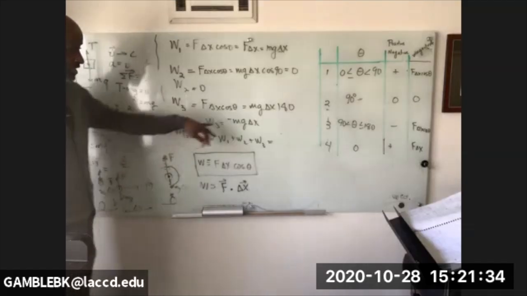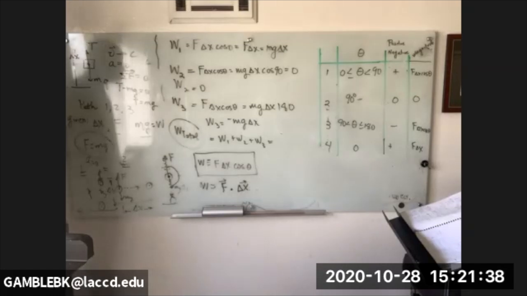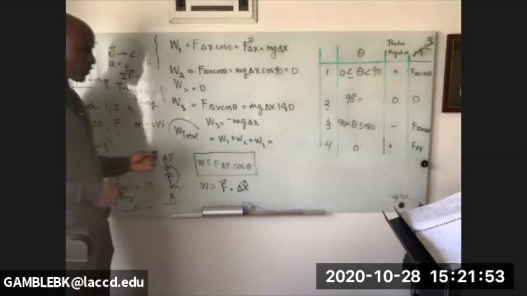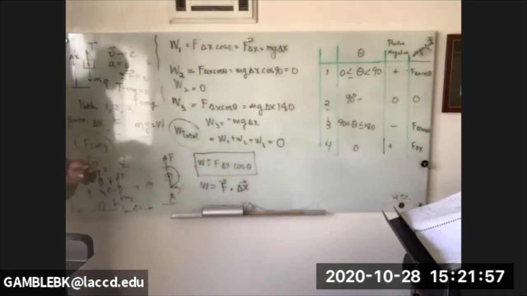Okay? So cosine 180 is -1, correct? That's right. And that's why this is a negative mg delta x. So what is the total work done through this whole thing? Anybody? 0. That's right. Total work done by me in an ideal case is 0.